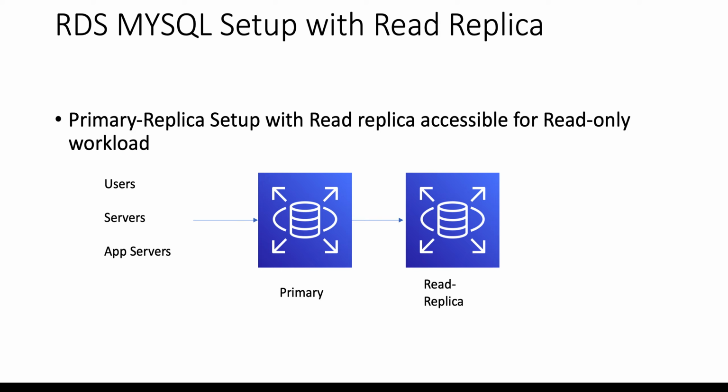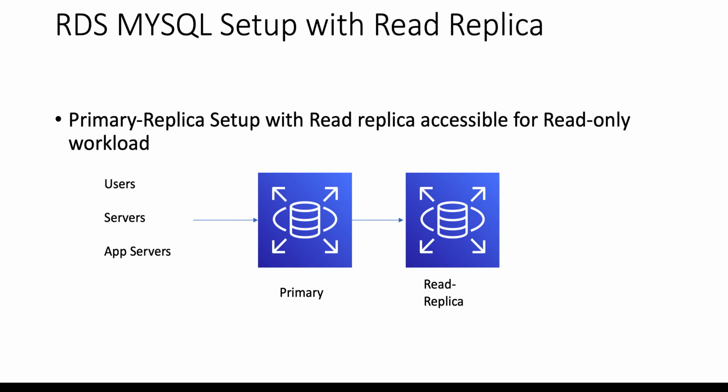If you look at this diagram, I have users, which could be app servers, accessing my primary server, and the primary is also getting replicated to the read replica. In this way you have a read replica also, so the users can query the reader endpoint to access the read replica. So you have a writer endpoint and a reader endpoint. This is how RDS MySQL with a read replica works.